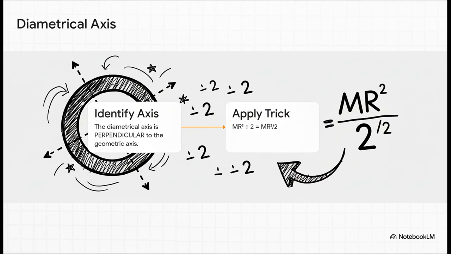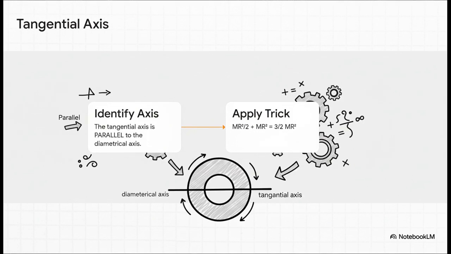See? No memorization needed. And this is where it gets really cool, because we can build on our results. What about a tangential axis, one that just kisses the edge of the ring? Well, this axis is parallel to the diametrical axis we just found.